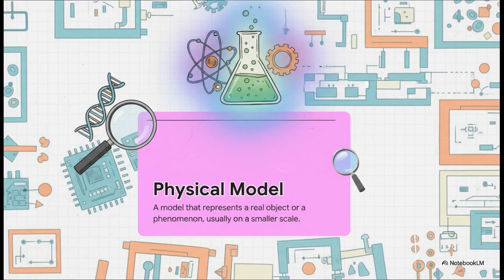First up, you've got your physical models. These are the ones you can actually touch and mess around with. Think about a globe that represents the entire Earth, or a model of a DNA molecule. They let us see how all the parts of a system fit together on a scale we can actually understand.